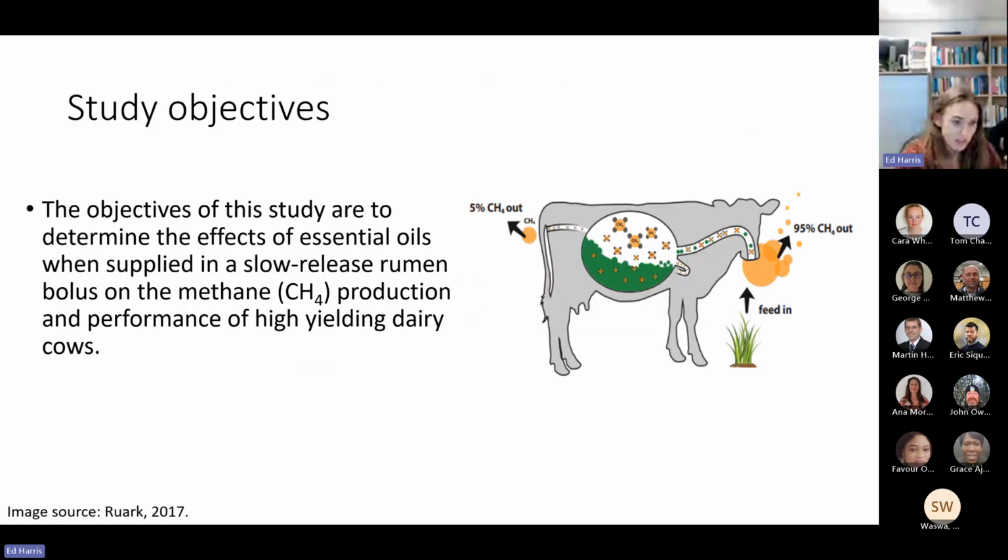So the main objective of the study is to determine whether the essential oils supplied either in the feed or in a rumen bolus and the effect on methane production and also the performance of high-yielding dairy cows. There's quite a few aspects to this study in terms of performance, but the main objective is to look at the methane production.